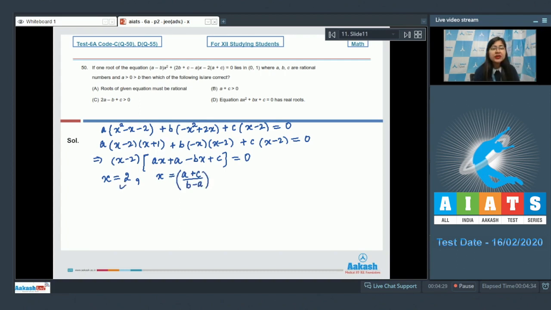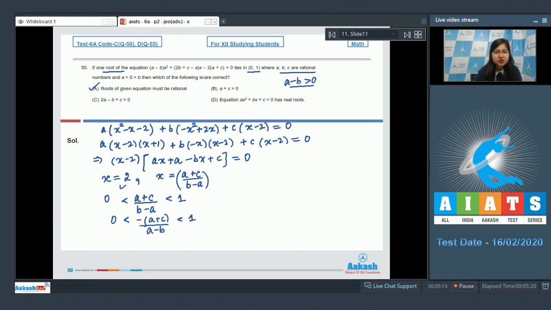As one of the roots is an integer and it is given that a, b, c are rational numbers, the other root must also be a rational number. So option A is correct, that the roots of the given equation must be rational. Now as it is given that one root lies in 0 to 1, it means that (a plus c) divided by (b minus a) lies between 0 and 1. Also a minus b is greater than 0. So let's rewrite it as minus of (a plus c) divided by (a minus b). Now a minus b is positive, so it can be multiplied on both sides.